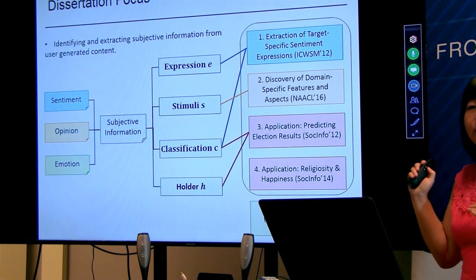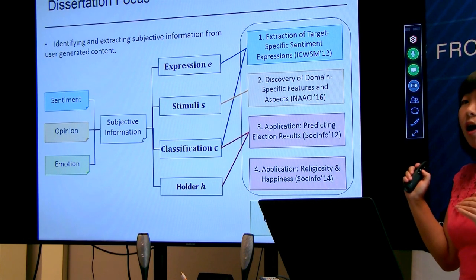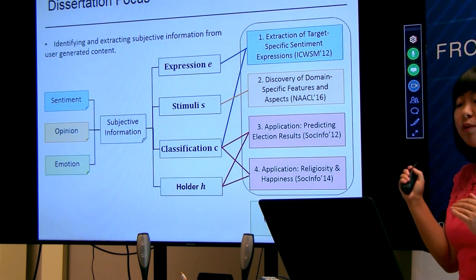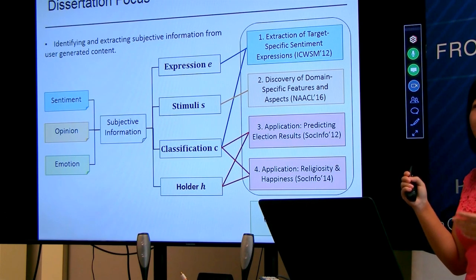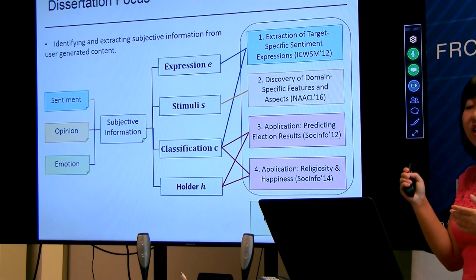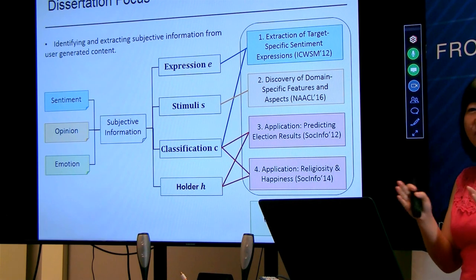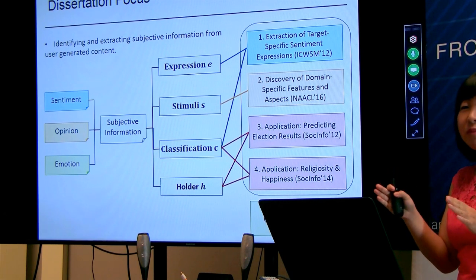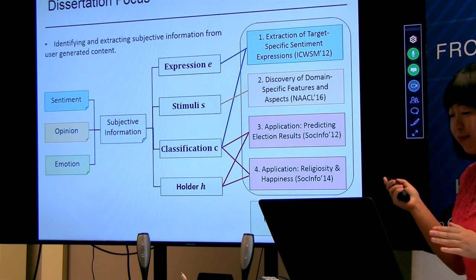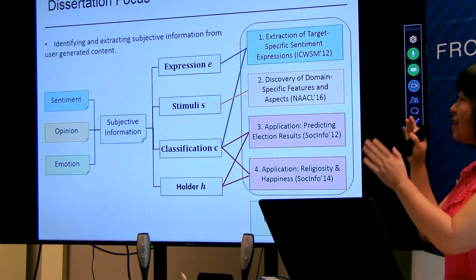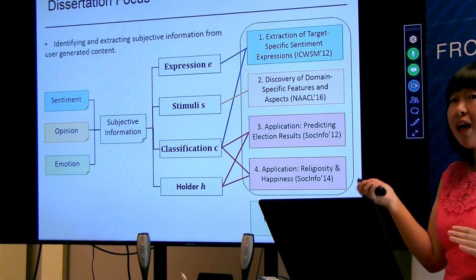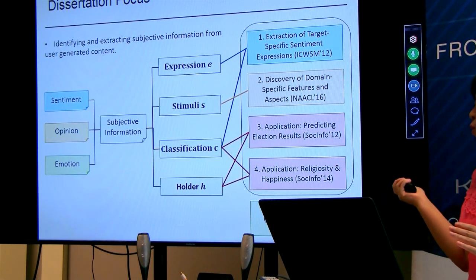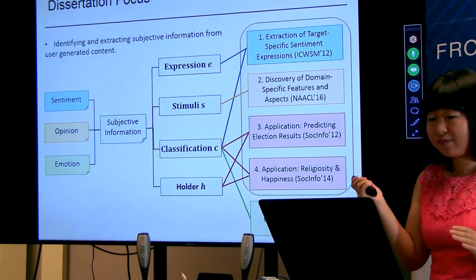And then I will briefly summarize two applications. In these two applications, I explore techniques to extract information to support election prediction and the investigation of the relationship between religiosity and happiness. Other than this dissertation work, in the last few years, I have also participated in many emotion identification projects, but they are not covered in the dissertation.